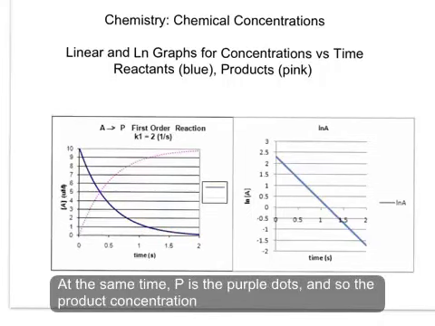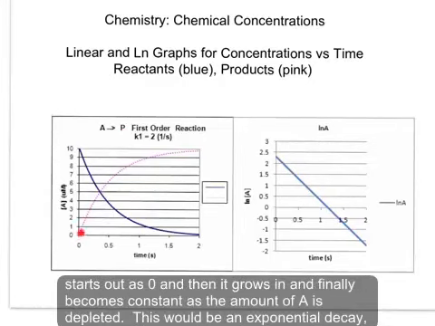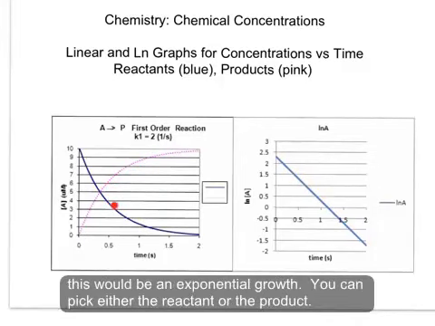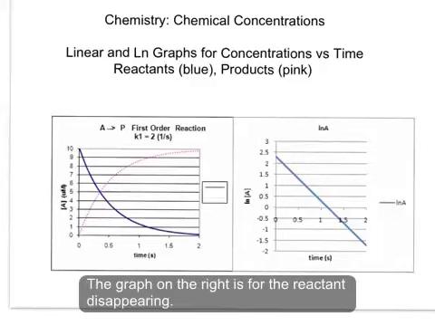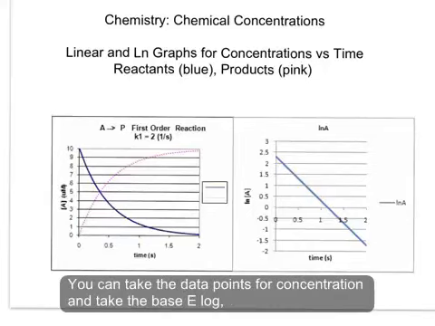At the same time, P is the purple dots, and so the product concentration starts out at 0 and then grows in and finally becomes constant as the amount of A is depleted. So this would be an exponential decay, this would be an exponential growth. So you can pick either the reactant or the product, and the graph on the right is for the reactant disappearing, so it's got a negative slope here.